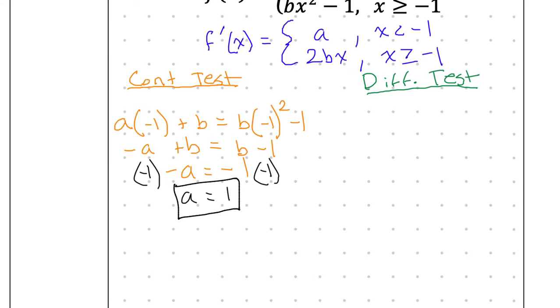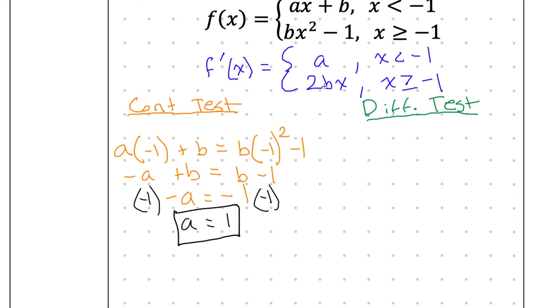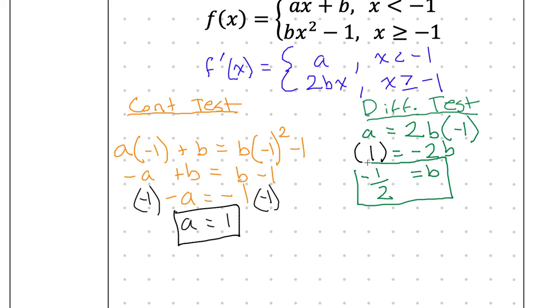Let's try it. So differentiability test means a is set equal to 2 times b times negative 1. But we know what a is. A is 1. This is going to be equal to negative 2b, which means b is set equal to negative 1/2. Was there a negative applied to the a? For some reason I have negative a equals negative 2b. No, because there's no x. Never mind, you're right. Okay. You got it? All right.